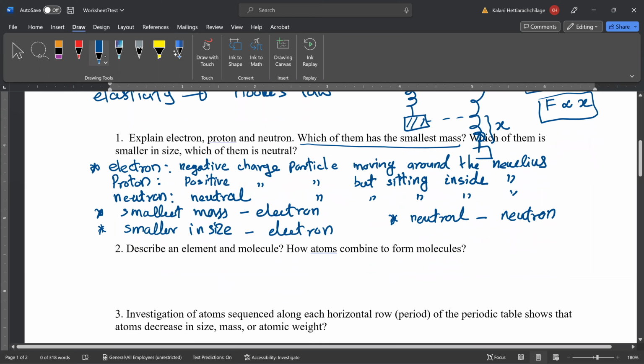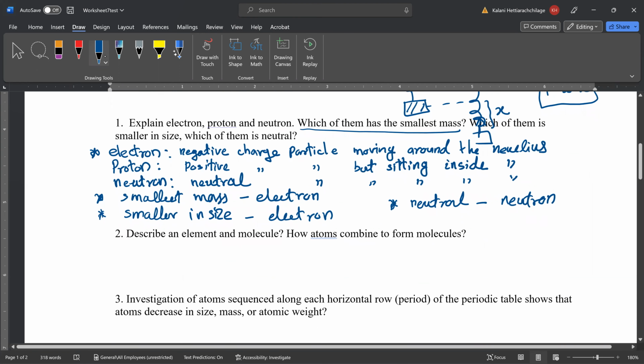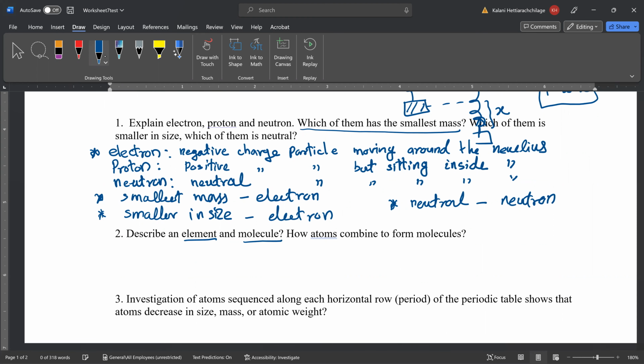Okay, let's move into question number 2. Describe element and molecule. So now, element is the periodic table. If you think about the elements on the periodic table, those are the elements. But a molecule can be a combination of two or more atoms bonded together, right? So we describe those things.